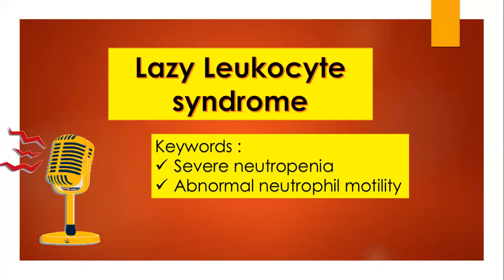So you remember that both Job and lazy leukocyte syndrome are associated with defective motility or impaired movement of the phagocytic cells. But in the case of Job syndrome, the random movements are normal, but the directional motility is impaired.